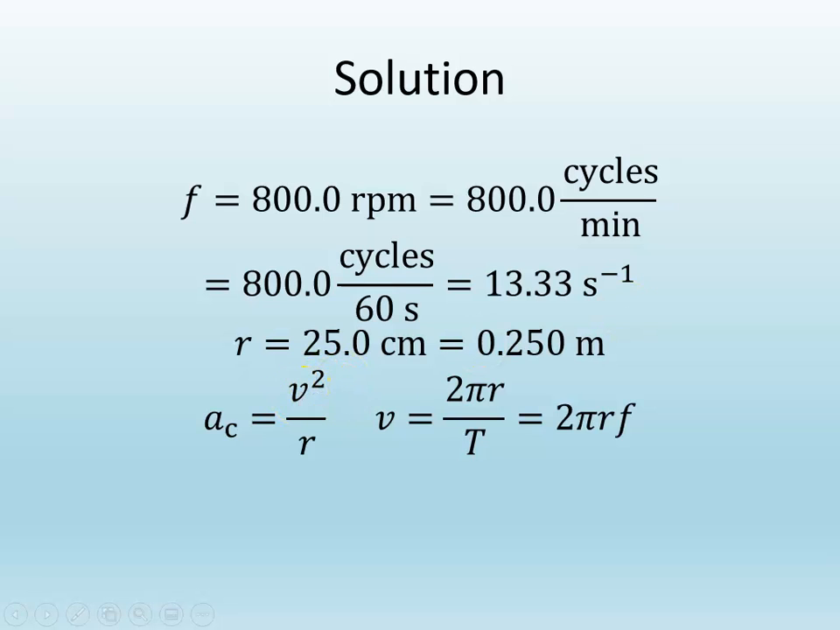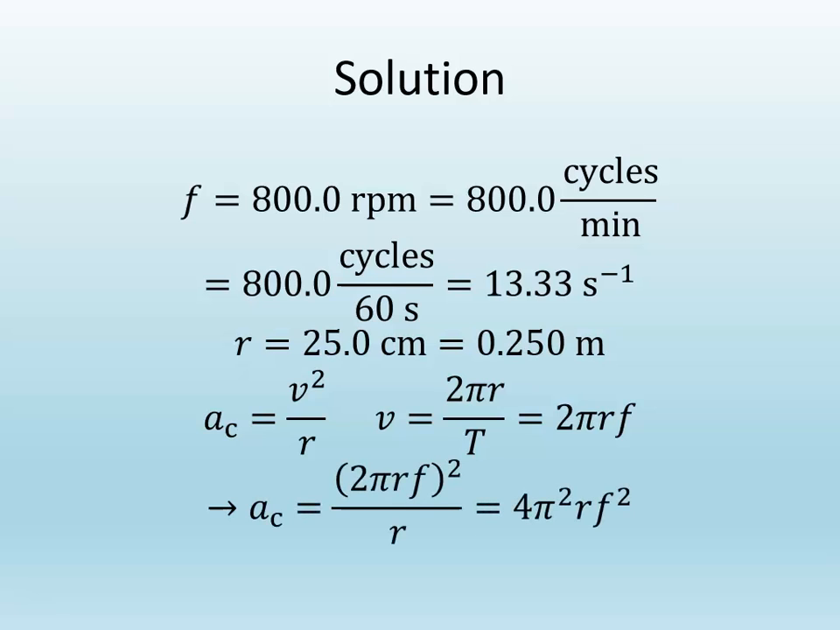Well, how about I just plug this in for v right now? If a is v squared over r and v is 2 pi rf, then that means a is (2 pi rf) squared over r. So square all that out, and don't forget to cancel a factor of r there on the r squareds. So there's our formula for centripetal acceleration for this particular problem.